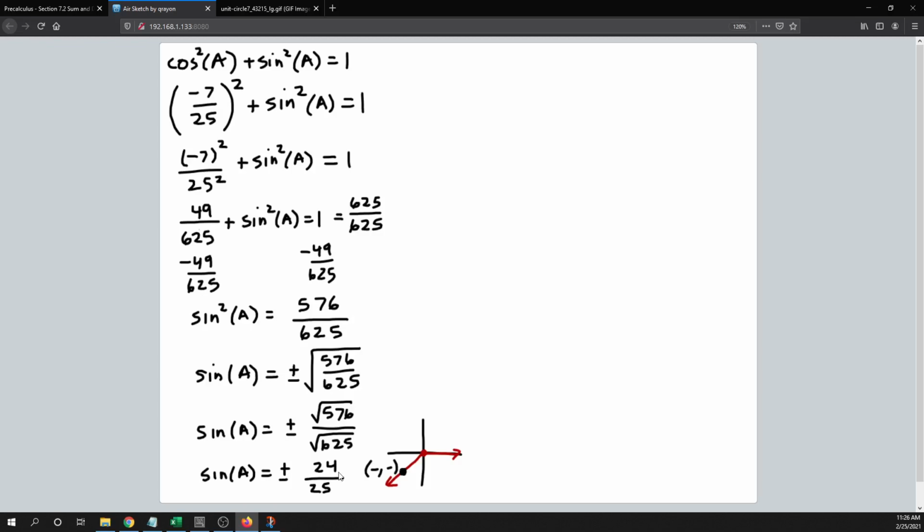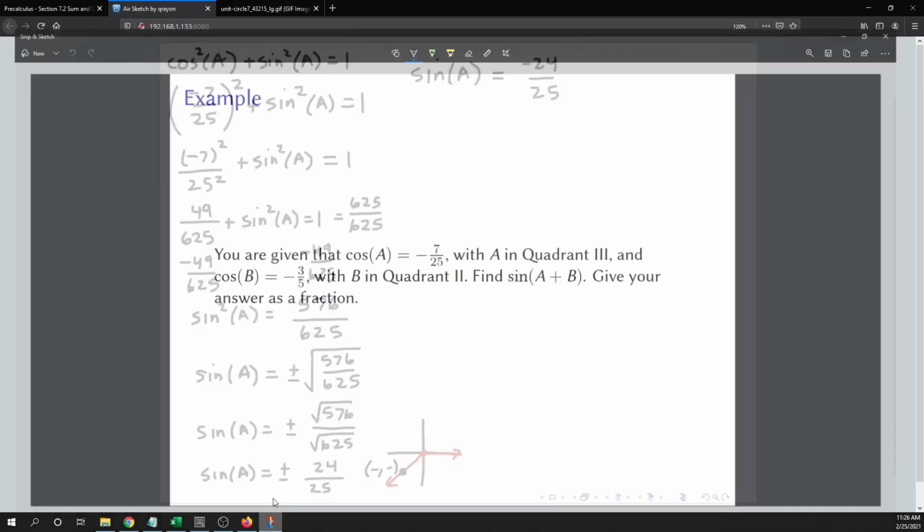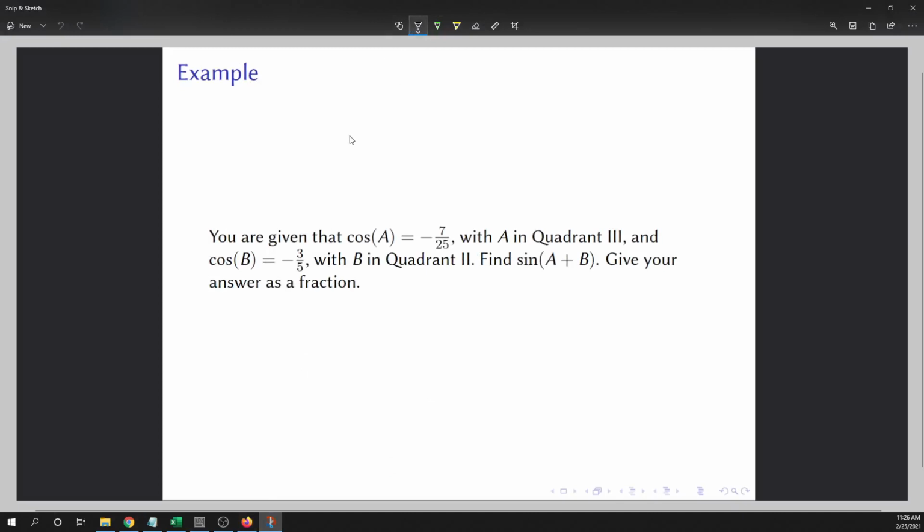So we know that sine of A is equal to negative 24/25. Okay? And I'm going to write that down over here because I need some more room.